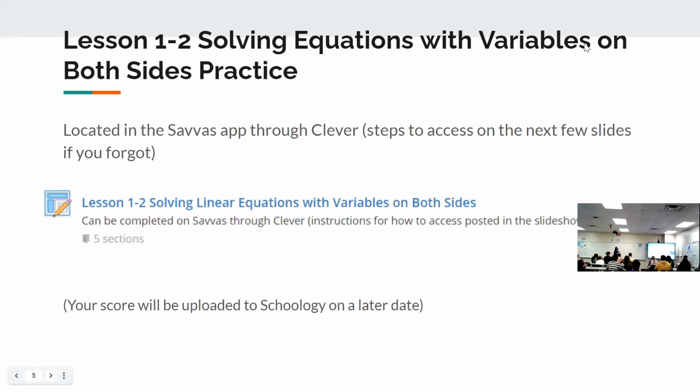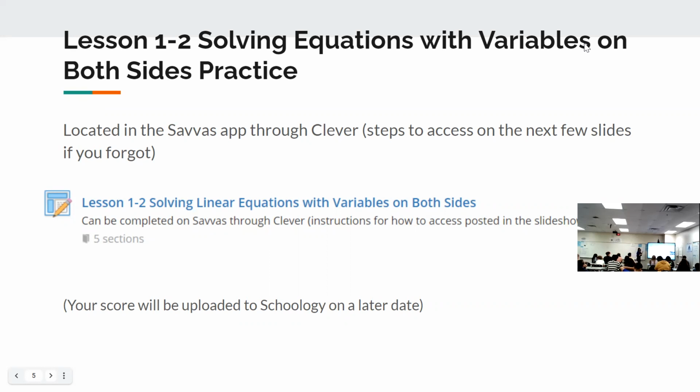I did already assign the practice, so that is in the Savvas app through Clever. But I put your score in Schoology, and then that's how I sync it up to Infinite Campus. So when in doubt, always check Schoology for what you're supposed to do. If you click on the assignment link, it'll tell you directions for where to go to complete that assignment if it's not directly in Schoology. I put everything in Schoology so you just have to go one place to know what you need to do.